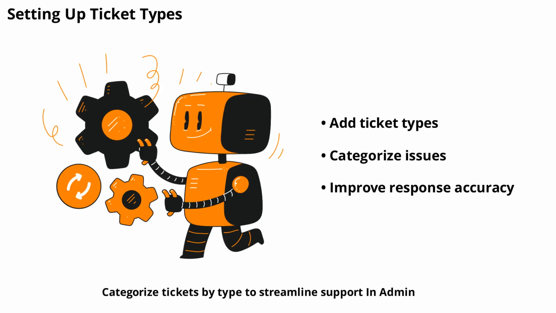Categorize tickets by type to streamline support. In admin, edit ticket fields to include types like question, incident, problem, or feature request. This helps agents quickly understand the nature of each ticket and respond appropriately.